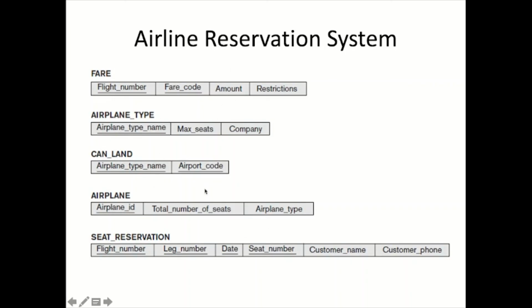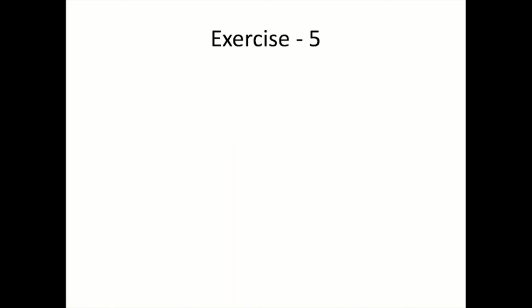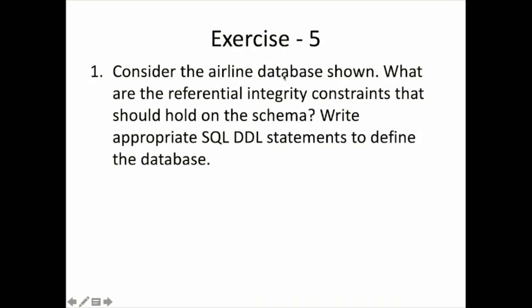You have to create all these tables with all these attributes, and you have to find the foreign keys of these, and use the primary key, foreign key. You have to give appropriate data types, everything. So this is the exercise. Consider the airline database shown. What are the referential integrity constraints? Then write appropriate SQL DDL commands to define the database. You can try this exercise. If you want, there are online SQL compilers. You can write the commands and check them there, or you simply write the program.